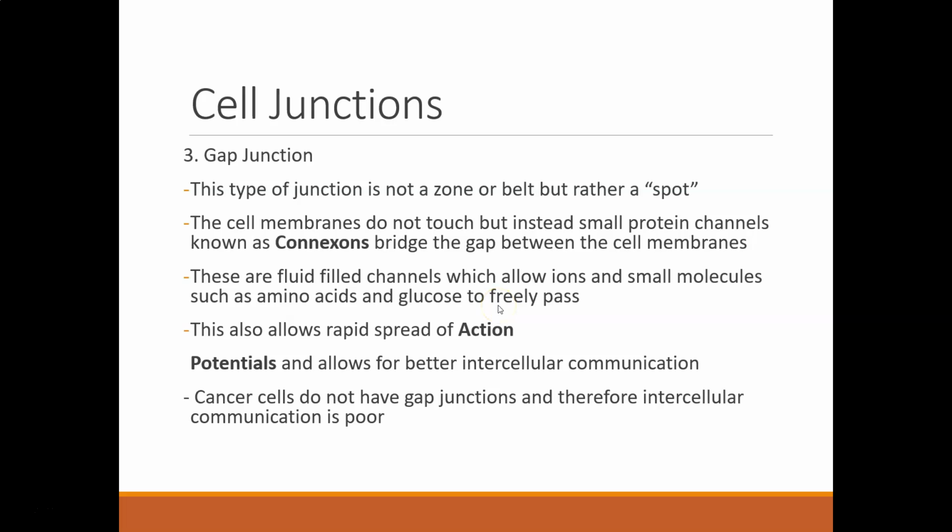The third type of cell junction is called a gap junction. This type of junction is not a zone or a belt, but rather it's a spot between 2 points on the cell membranes. Again, the cell membranes do not touch, but instead we find small protein channels. These protein channels are known as connexons, and what they do is they bridge the gap between the cell membranes.